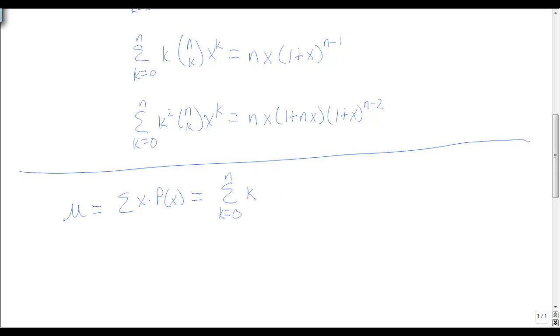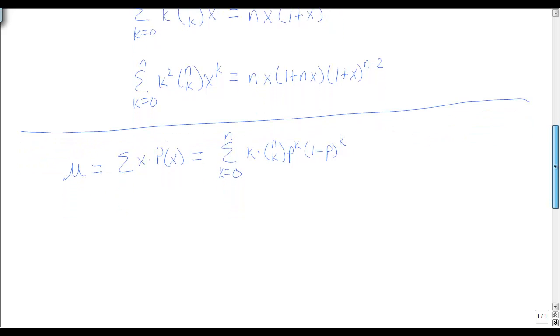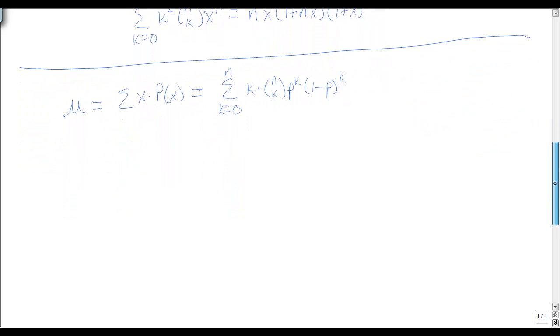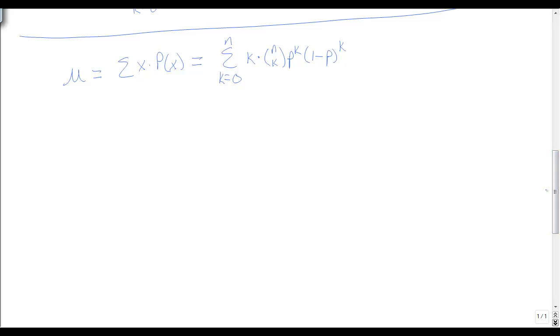X, well, that's k, so that's the variable. And then we get the probability of getting k successes, and that was the binomial distribution formula, which is n choose k, p to the k, 1 minus p to the k. So this is really what we're trying to find here for mu. You may already sort of know what mu is or be able to guess that for this distribution, but we want to derive this mathematically just to get some idea of what's going on behind the scenes.